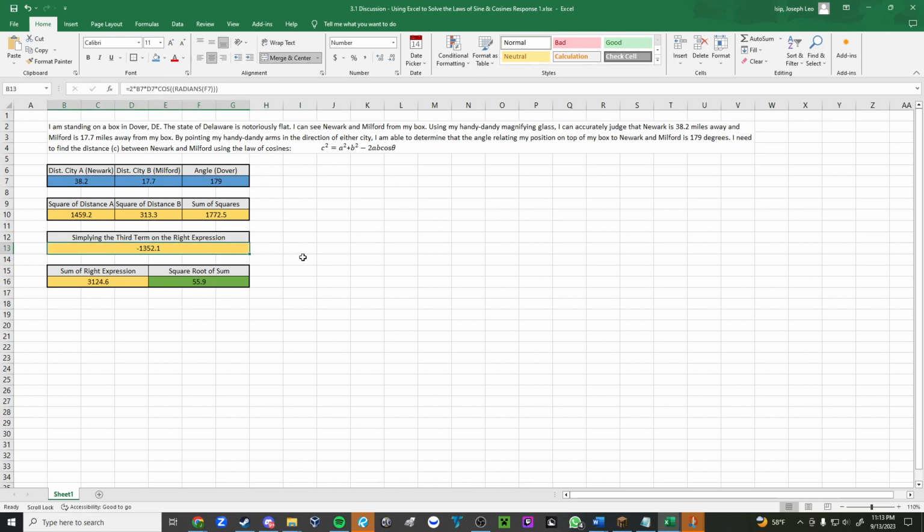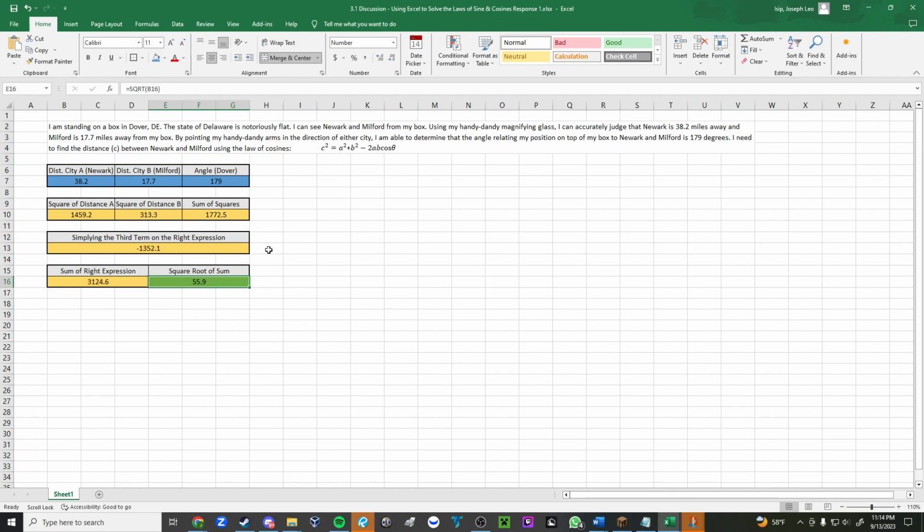That gives us a negative value. However, because we're actually subtracting that from the squares, we're actually subtracting a negative, which is adding. So we come up with a positive of roughly 3000. Right? Then all we want to do is find the square root of that. So I actually reference B16 and find the square root. So all in all, the distance between Newark and Milford is 55.9 miles.